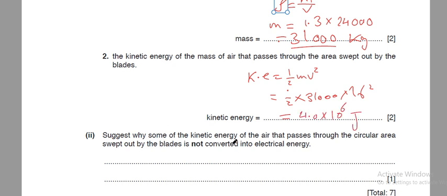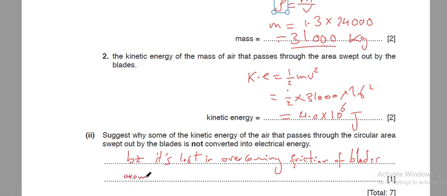Suggest why some kinetic energy of air that passes through the blades is not converted into electrical energy. I will say that it is lost in overcoming friction of the blades around the axis of the turbine.